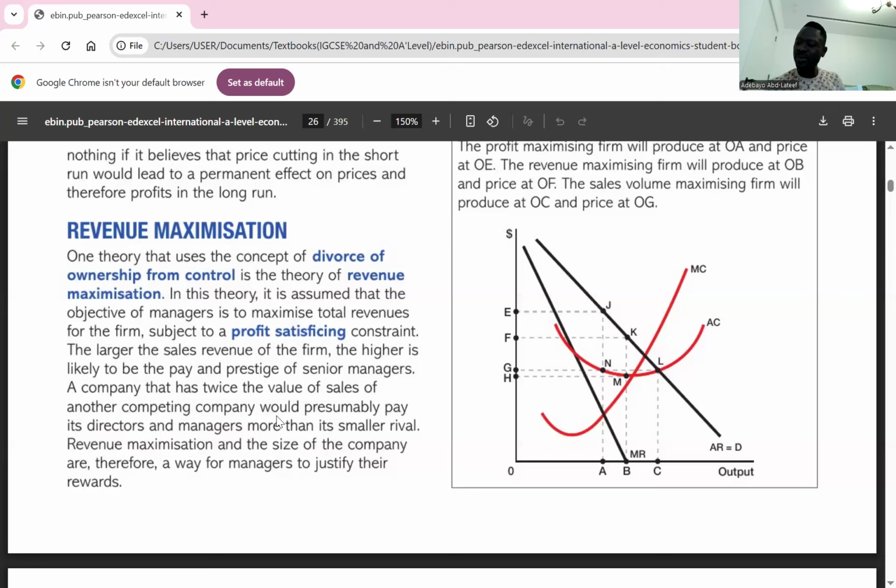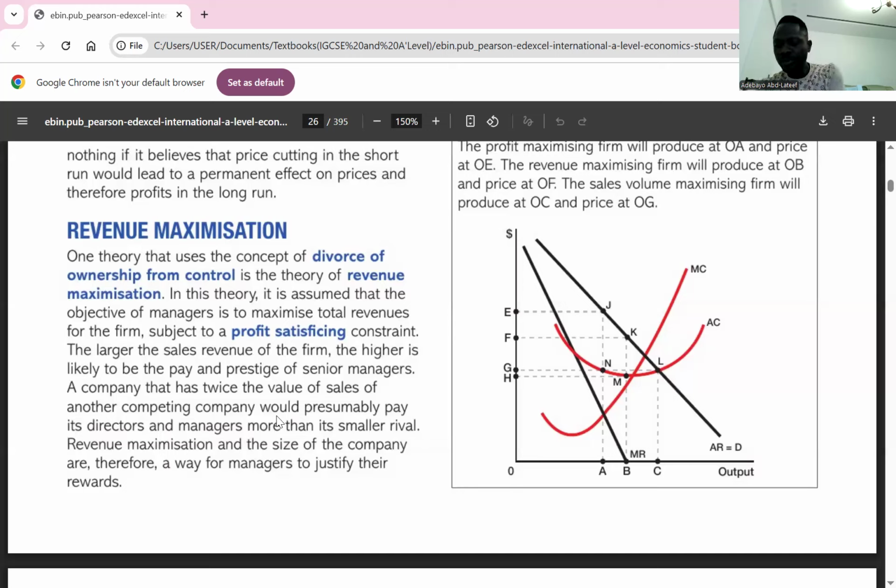So I said, therefore, it is assumed that the objective of managers is to maximize total revenue for the firm, subject to profit satisfying constraints. For revenue maximization, this could be the aim of managers, because managers believe that if they are able to sell the highest possible compared in the market, it can justify their pay, and it will also give them prestige in the market. Oh, company A has the highest revenue in the whole industry. That means the managers in company A are doing well. That improves the prestige of managers. Do you get the point here?